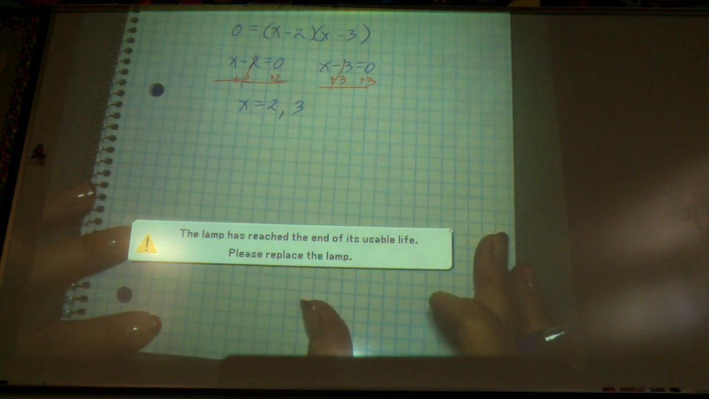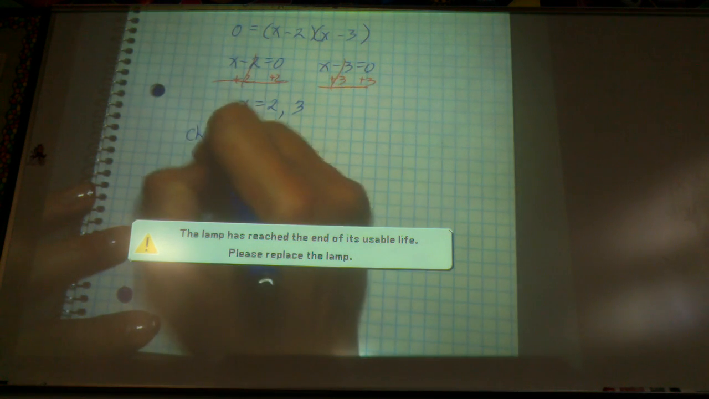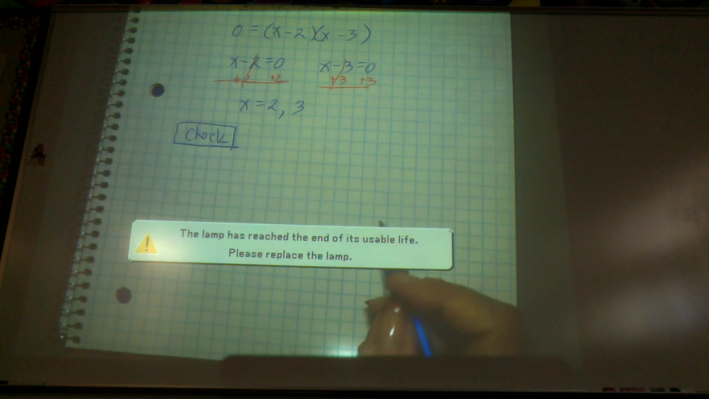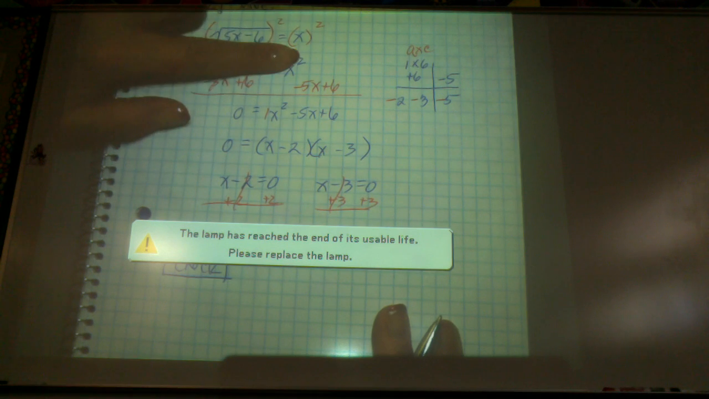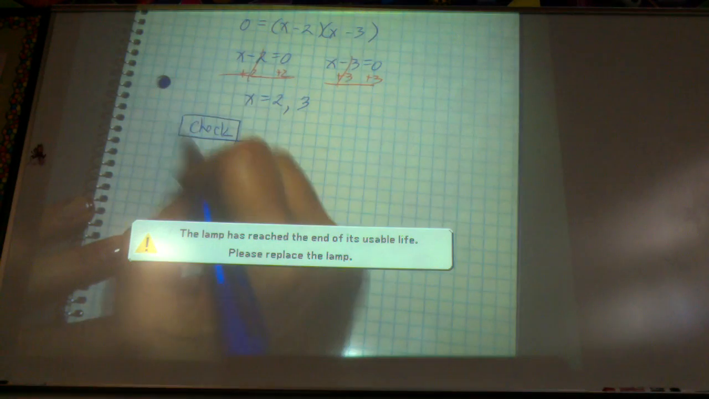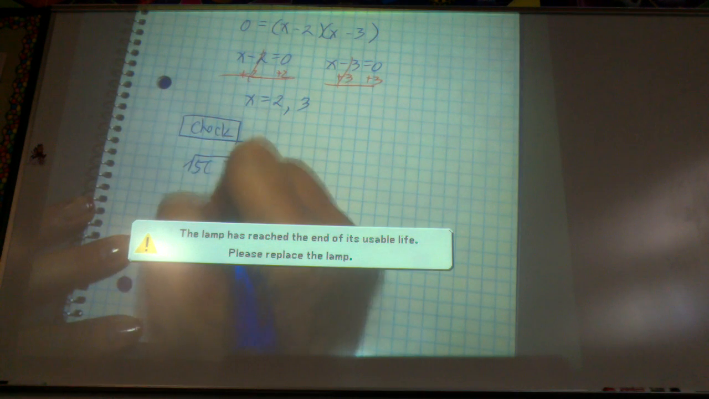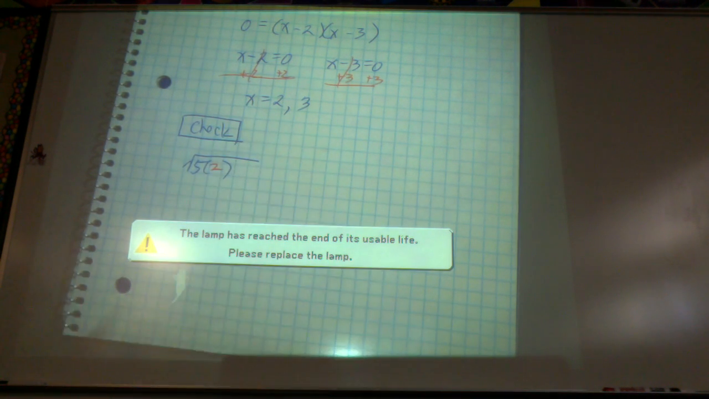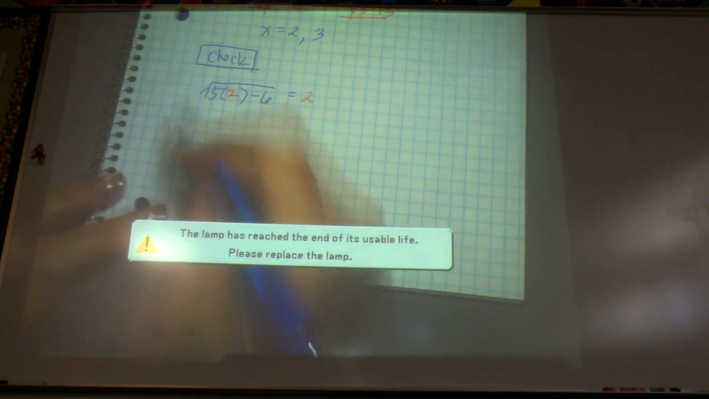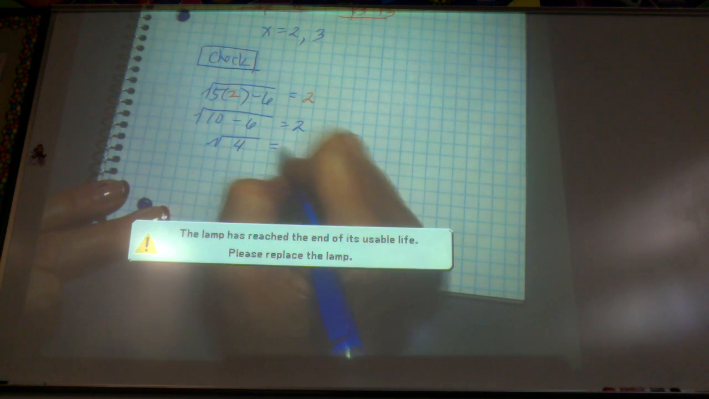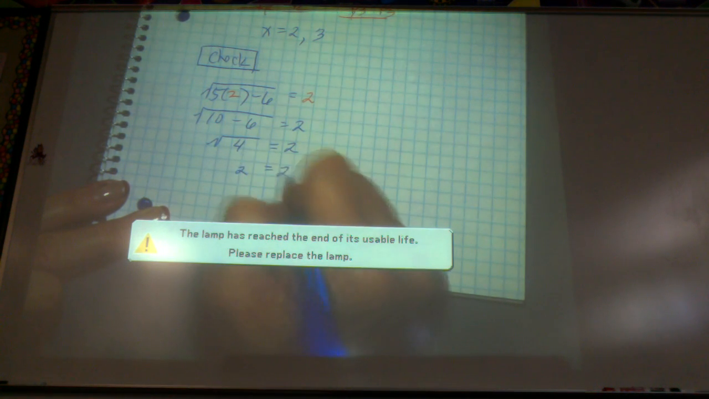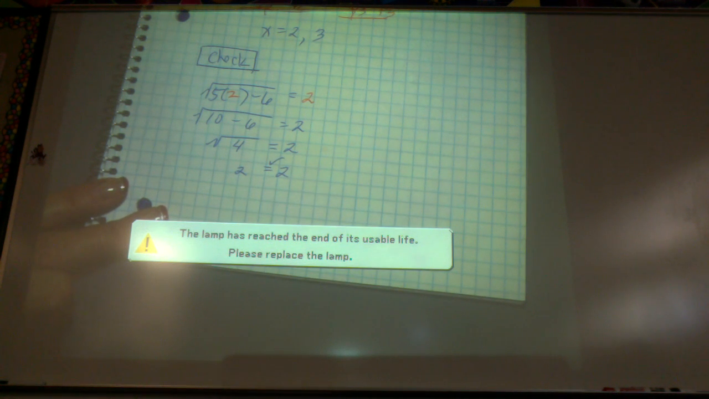So this time I want you to physically do the check on paper. So here's my check. I'm going to take this original equation right here, and I'm going to substitute x in here and here using substitution parentheses. So I have the square root of 5 times 2 minus 6 equals 2. So we're going to check it. Run through the math. I got the square root of 10 minus 6 equals 2. 10 minus 6 is square root of 4 equals 2. Square root of 4 is 2 equals 2. Checks. So I can accept 2 as an answer.